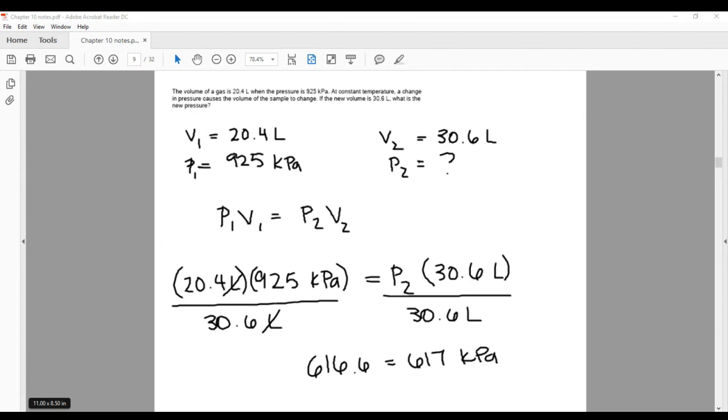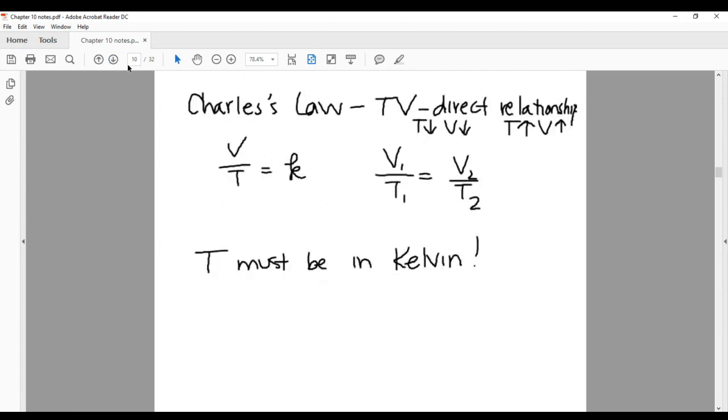Now we need to figure out, does this answer make sense? So our volume increased, and since we know that this is an inverse relationship, if volume increases, then pressure has to decrease. And we see there that the pressure went from 925 to 617. So we see that the pressure did in fact decrease. So that is a Boyle's law problem.